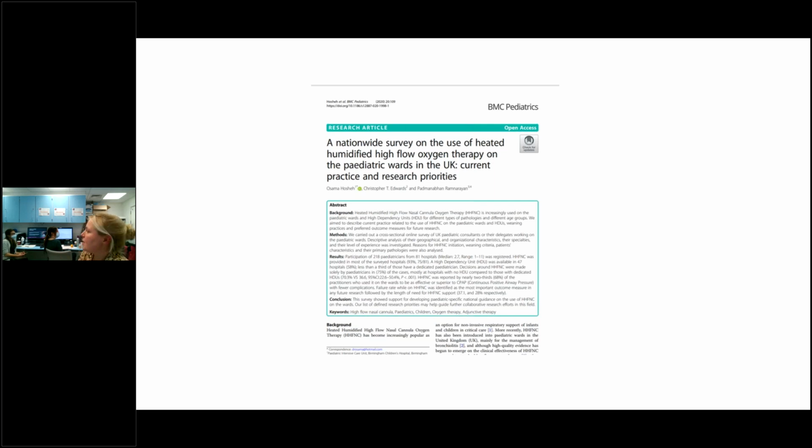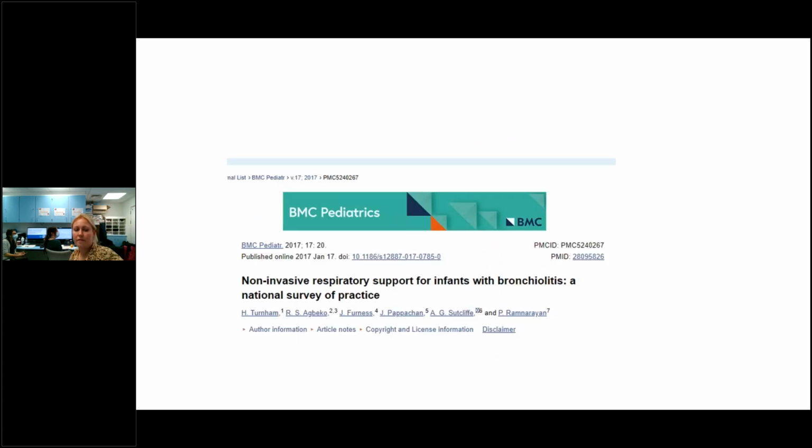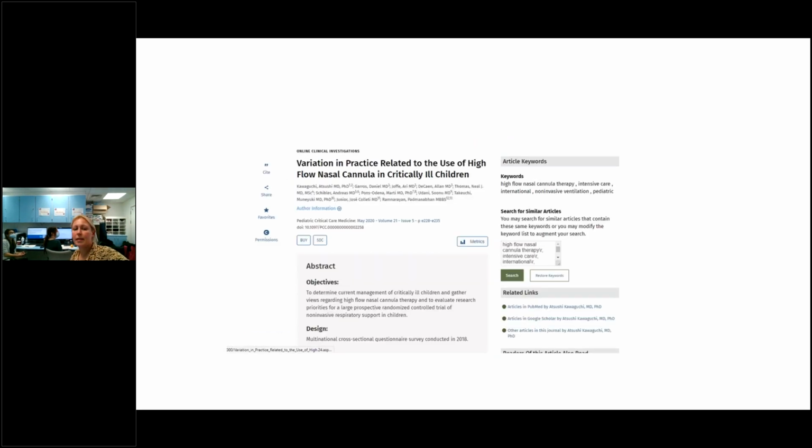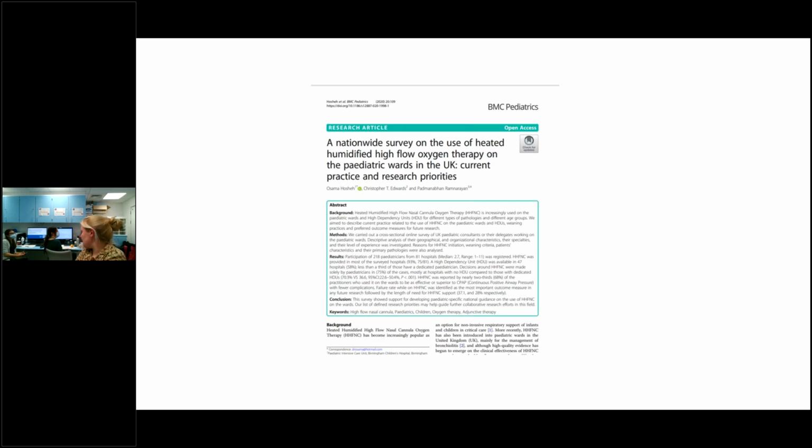Where are you using CPAP? What percentage have this available? Getting a bit more detail. But these are all survey related studies, and that is easily doable. These are all things that the first author on all of these will have been paediatric trainees doing a 6-month placement. Okay, so these are all well doable within your 6 or 12 months.